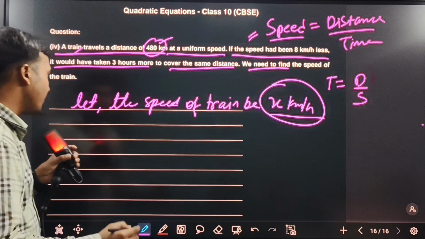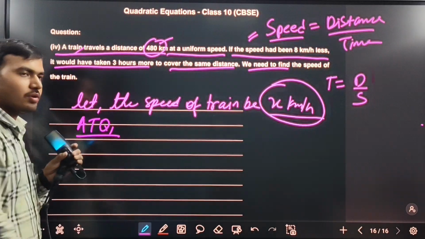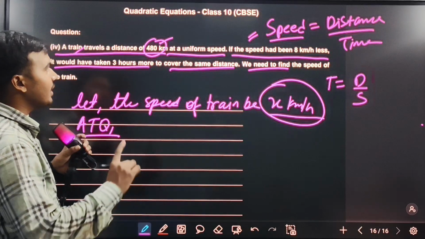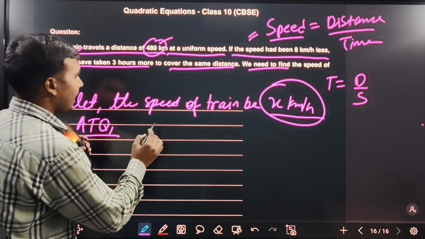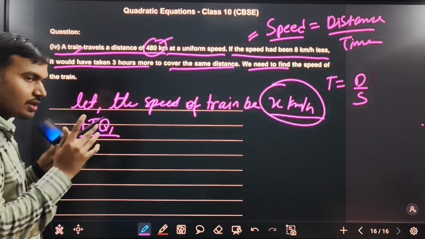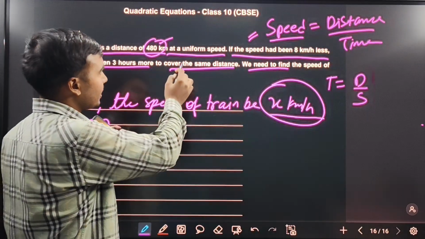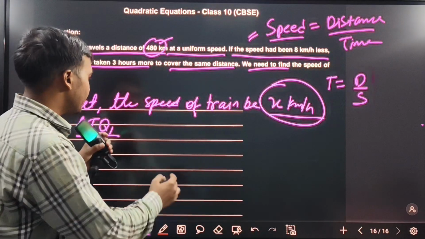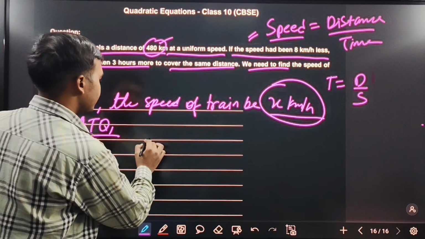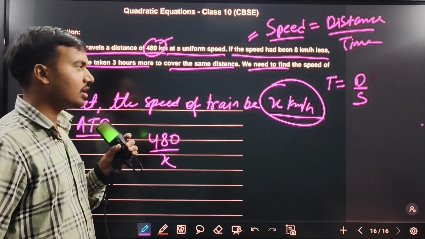So we will go according to the question. We can write the time for the first case, when 480 km is traveled by the train at uniform speed, time is equal to distance by speed. Distance is 480 and the speed is x kilometer per hour.